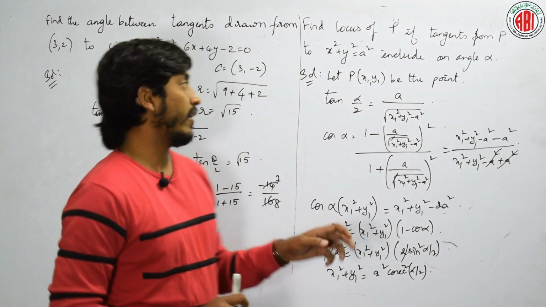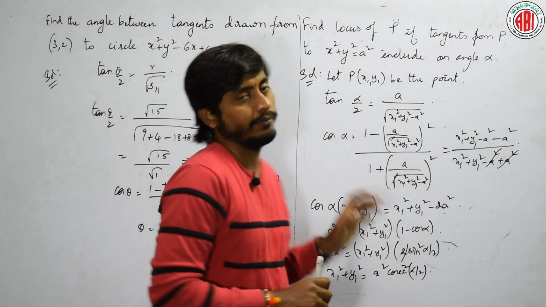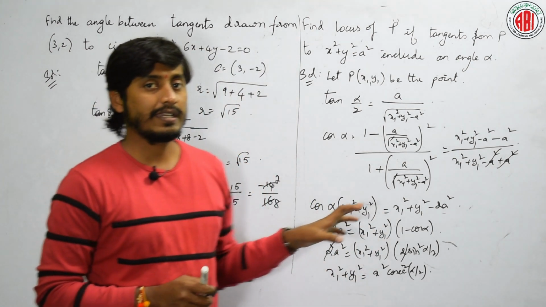Fine. What is the formula we had to remember again? Tan theta by 2 is equal to r by root S11. Clear? Do you understand? Fine.